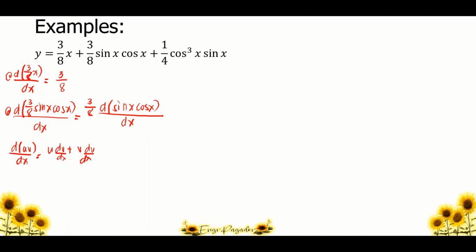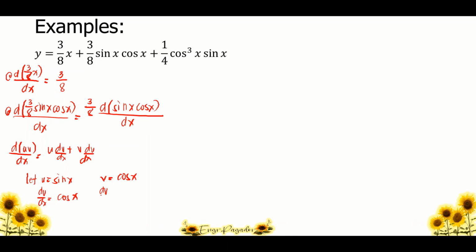So, let u, okay, let us follow this formula. So, let u be equal to sine x and v be equal to cosine x. Now, let us get the derivative of sine x and cosine x. So, du over dx is equal to cosine x. Okay? Hindi na natin kailangang i-derive si x kasi we all know that dx over dx is equal to 1. And hindi lang din naman natin siya isusulat. So, sabihin na lang natin na the derivative of sine x with respect to x is equal to cosine x.